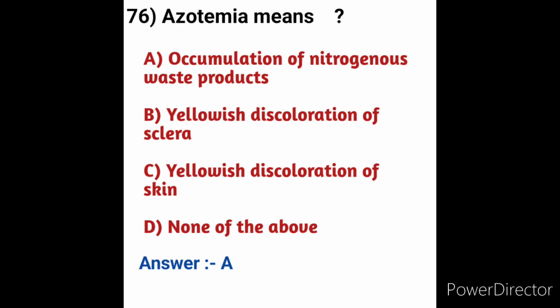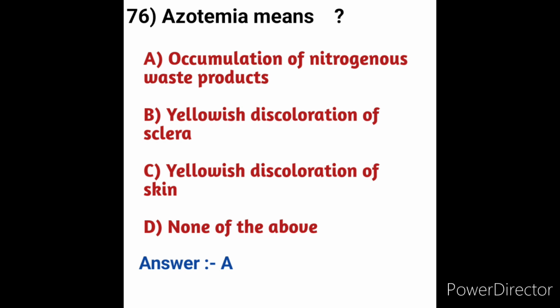Azotemia means, what is azotemia? Option A, accumulation of nitrogenous waste products. Option B, yellowish discoloration of sclera. Option C, yellowish discoloration of skin. And option D, none of the above. The elevated levels of urea and other nitrogen compounds in the blood is called azotemia. So here option A, accumulation of nitrogenous waste products, is called azotemia. Option A is the correct answer.